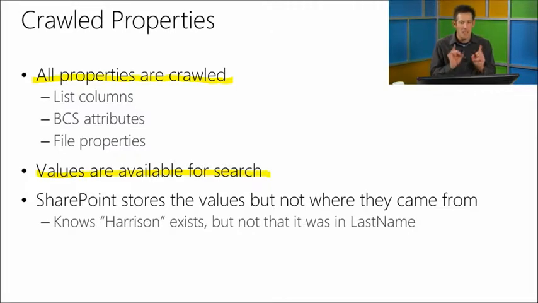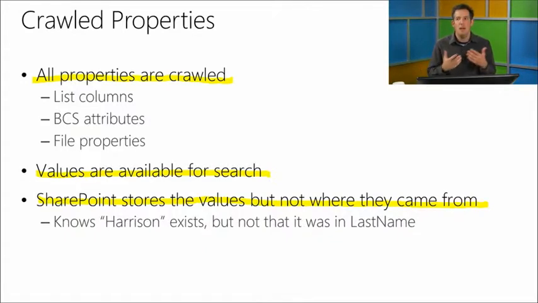But here's the catch. SharePoint is going to know the value itself, but it's not going to know where it came from. So for example, it's going to know that Harrison existed on this item. So if I go in and I do a search for Harrison, it will then return back that item. But it's not necessarily going to know, if it's just a crawled property, that Harrison was the last name.